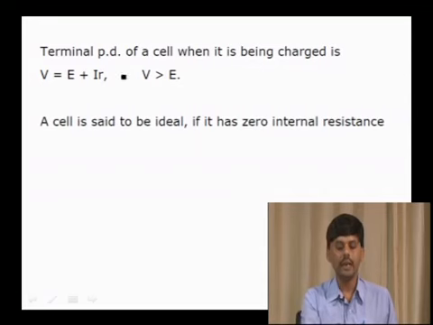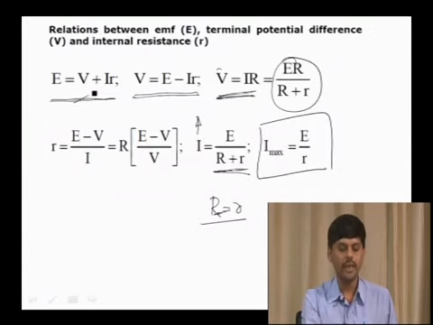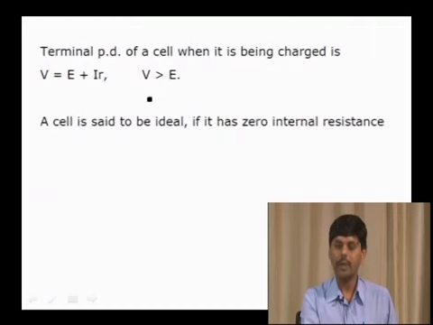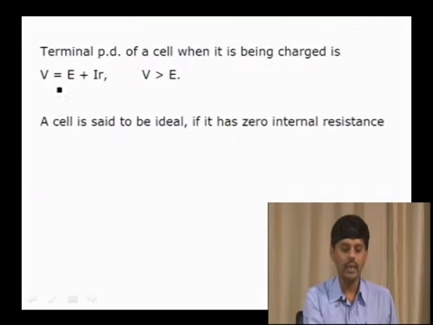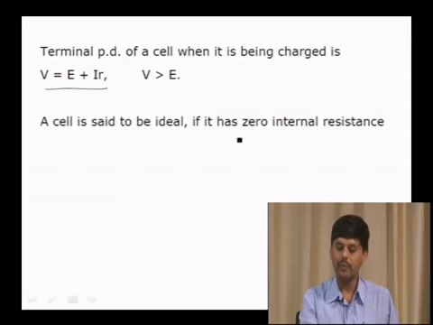So I explained the discharging. Now it is charging. We are going to charge the cell. Now it becomes V = E + Ir. In this case, V is greater than E. A cell is said to be ideal if it has zero internal resistance.